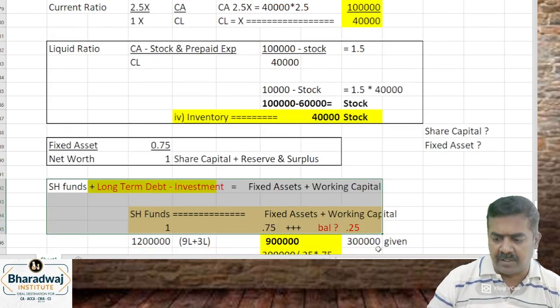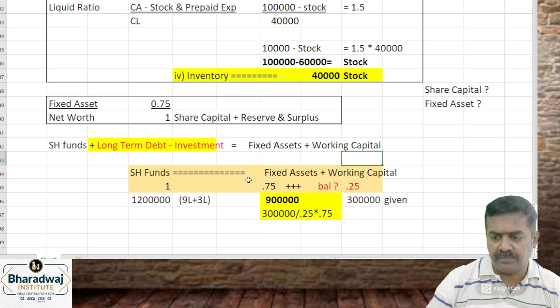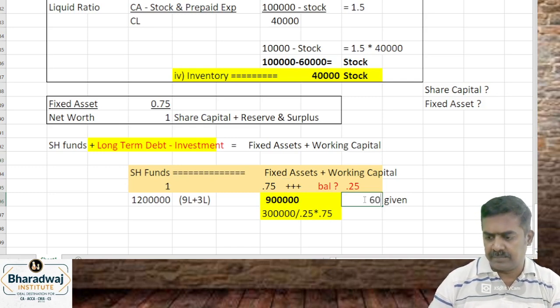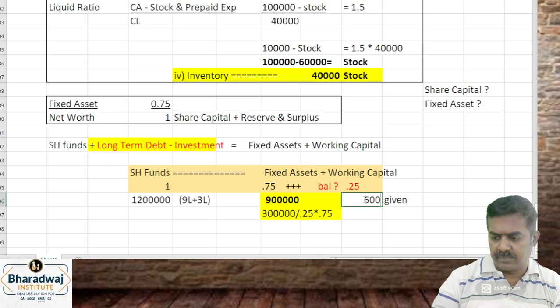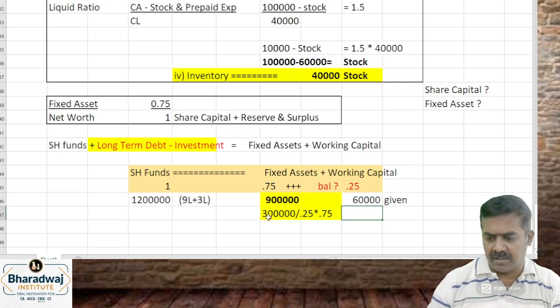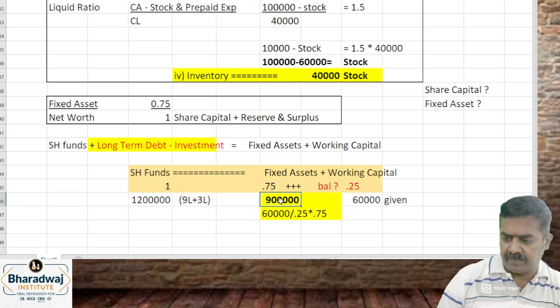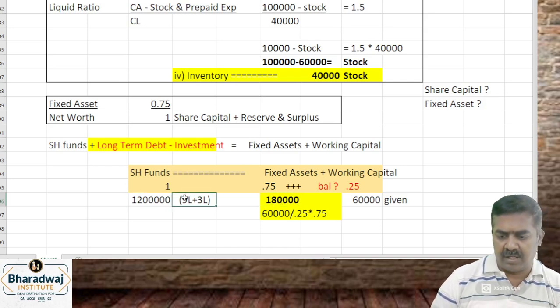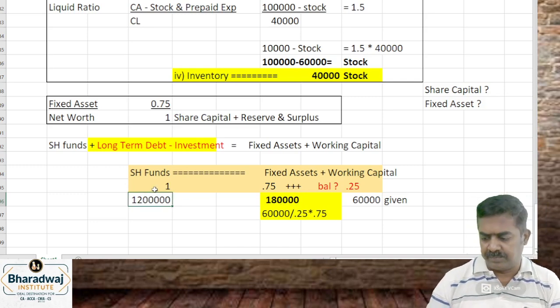Same approach now, we can do the last question. Working capital, how much is given? 60,000 given in the question. If that is 0.25, now what is 0.75? So 2,40,000 will be the total.